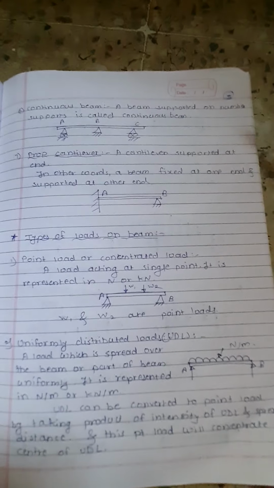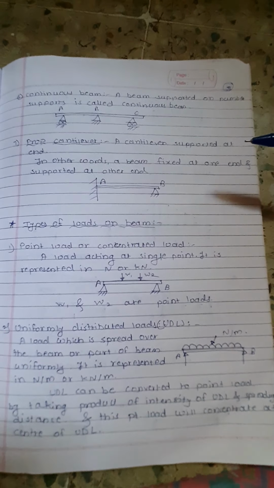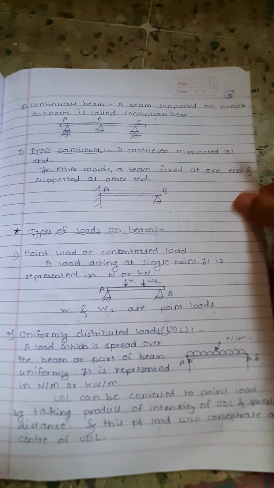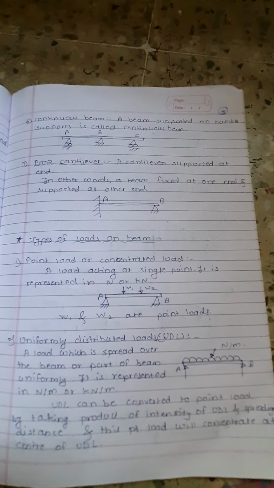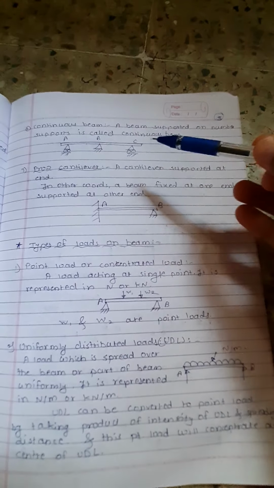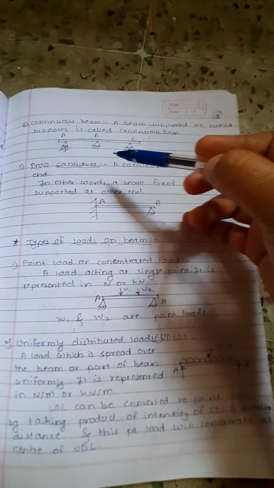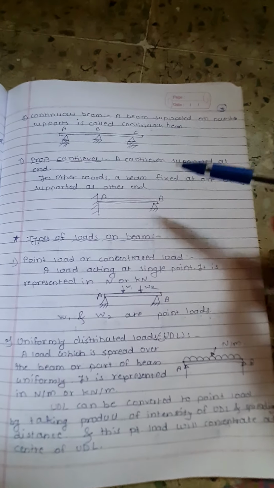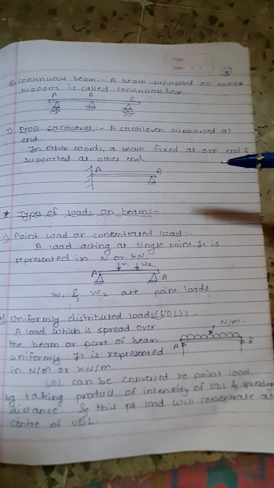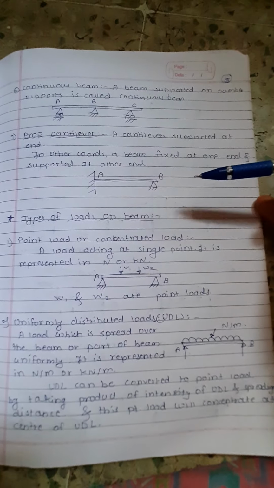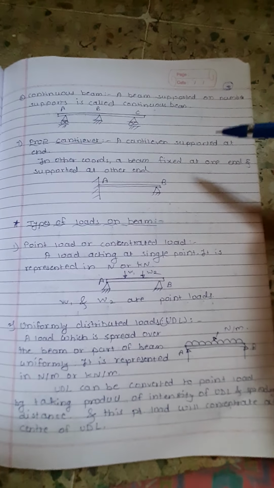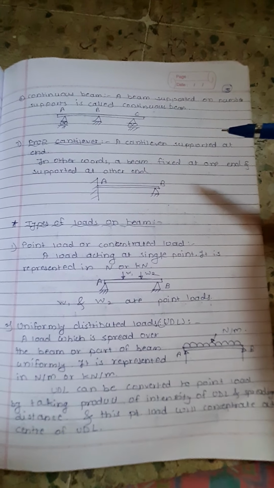The next is the continuous beam. A beam supported on a number of supports is called the continuous beam. The number of supports is more, that means at the two ends also there are supports, as well as at intermediate points the supports are provided. That is the continuous beam. The next is the prop cantilever. A cantilever supported at the end. In other words, a beam fixed at one end and supported at the other end. These are the different types of beams.